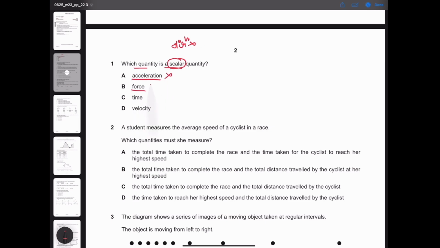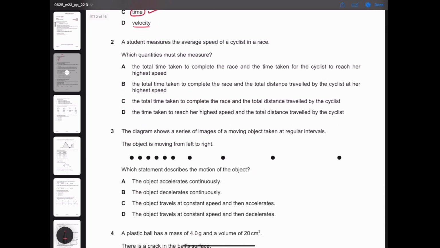Force is also a vector quantity. Time doesn't require any direction. It is the same if you live in Delhi or in any part of the world. Although the time zones differ, that is true. But if you're in a specific location, the time doesn't depend upon direction. If you're going in the east direction, the time is not different. It doesn't work like that. Time does not depend upon direction. It's a scalar quantity. Velocity, again, depends upon direction, so velocity is a vector quantity.